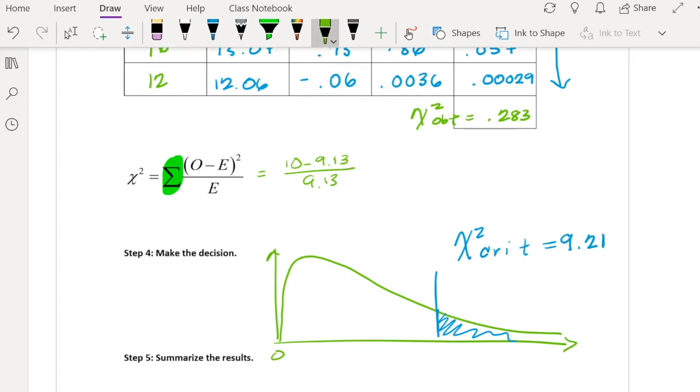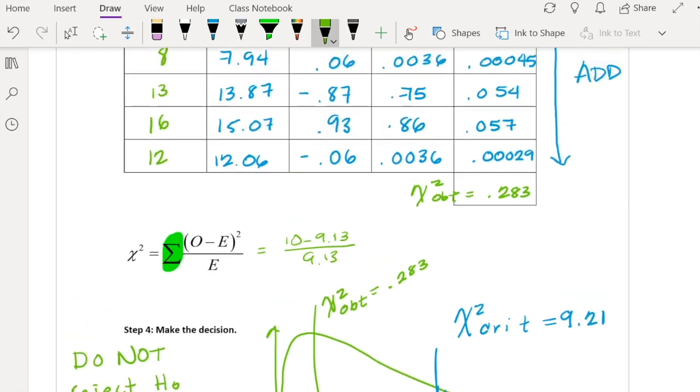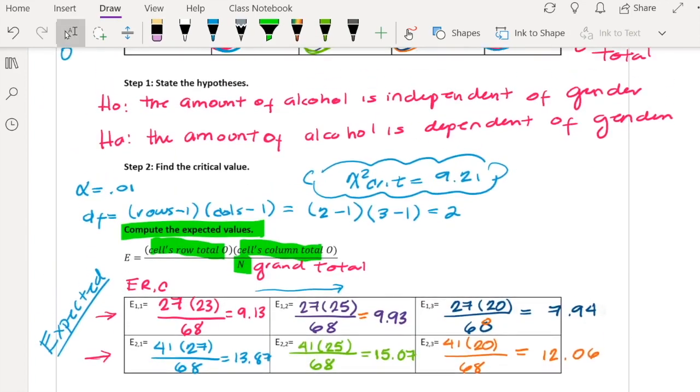And my chi-square obtained would be over here. Chi-square obtained 0.283. So because it's not in the rejection region, I do not reject the null hypothesis. So let's go to my pair of hypotheses. I do not reject it, so I'm going to put a check here, cross here. So there's evidence to support the null that the amount of alcohol is independent of gender, at least in our sample.